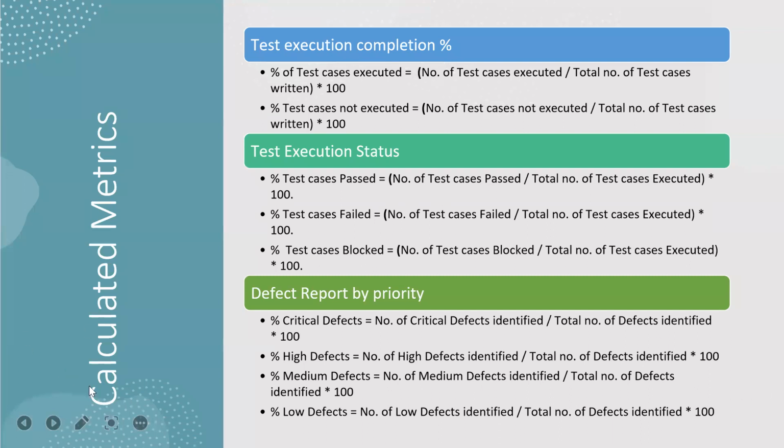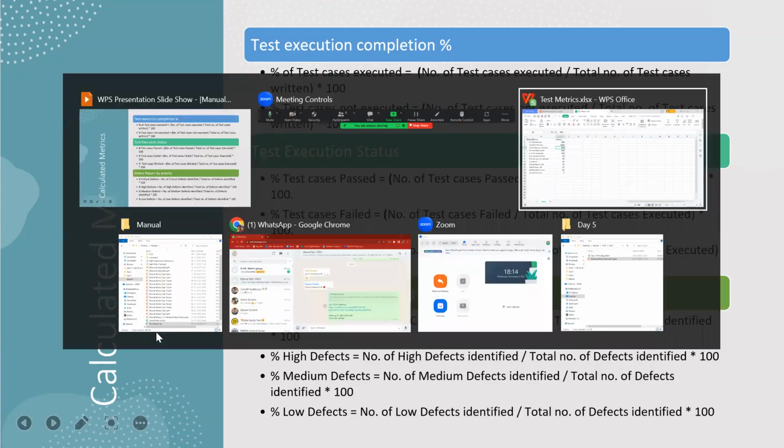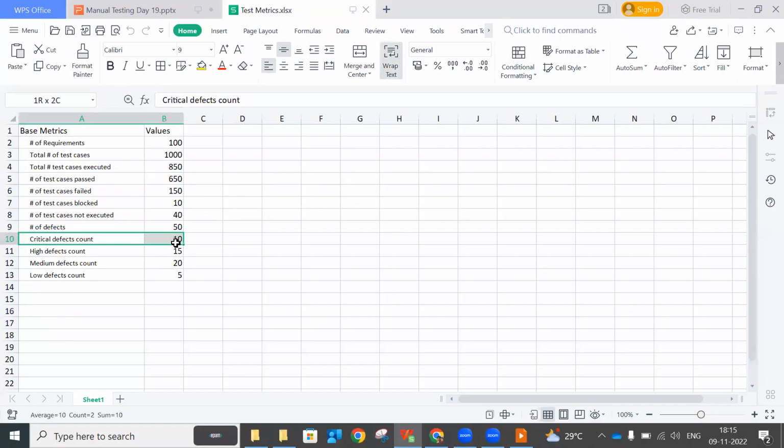In the same way, for the defect report by priority, by each priority also we have to give the percentage. So number of critical defects identified by total number of defects into 100. Everything is the same calculation. I have the critical defect count, so 10 by 50 into 100 would be my percentage of critical defects in the application. And 15 by 50 into 100 for high, medium would be 20 by 50 into 100, and low would be 5 by 50 into 100. So this is going to be the test metrics.